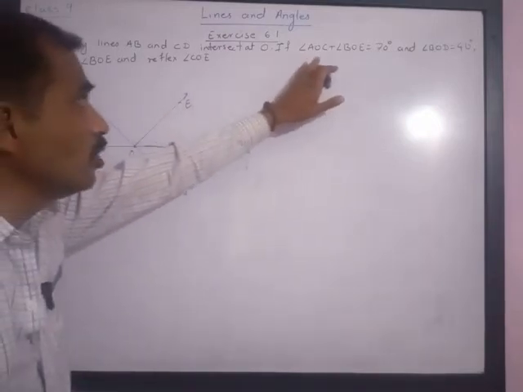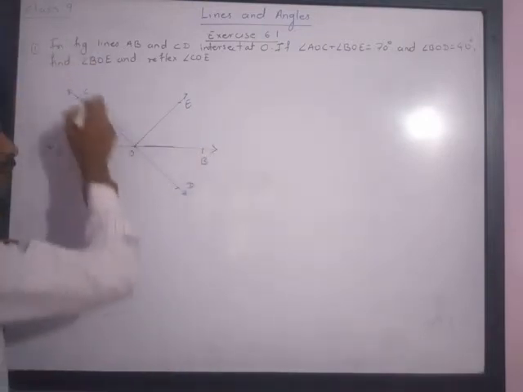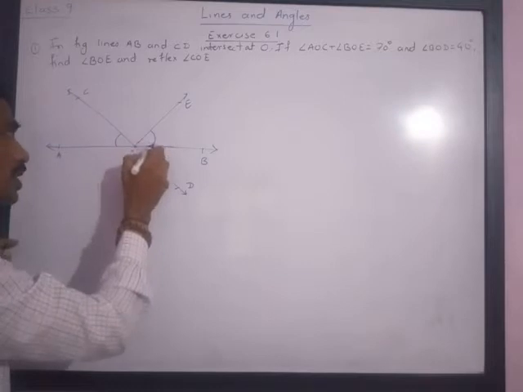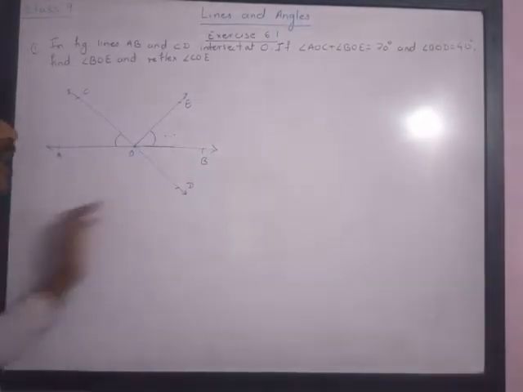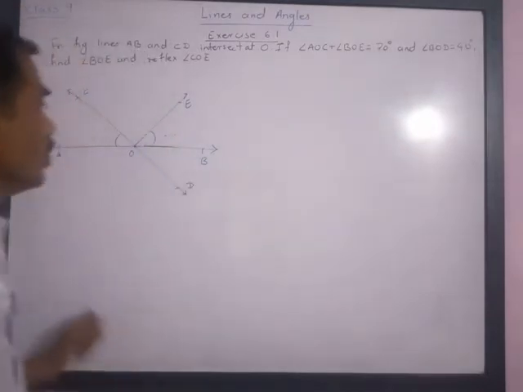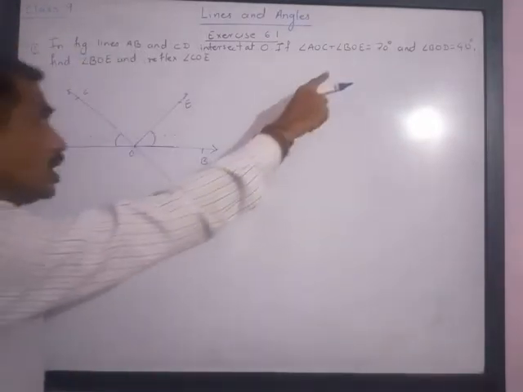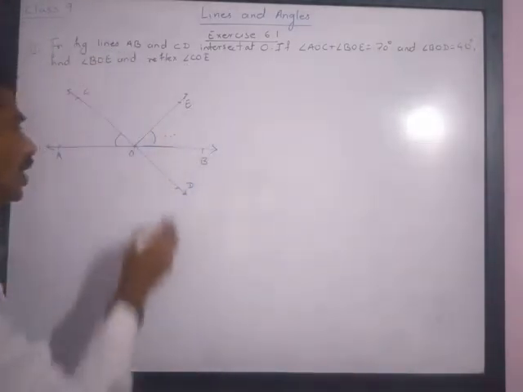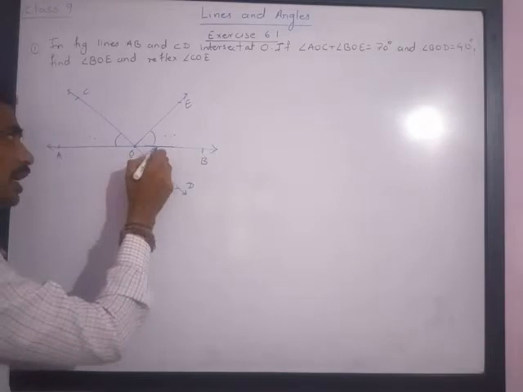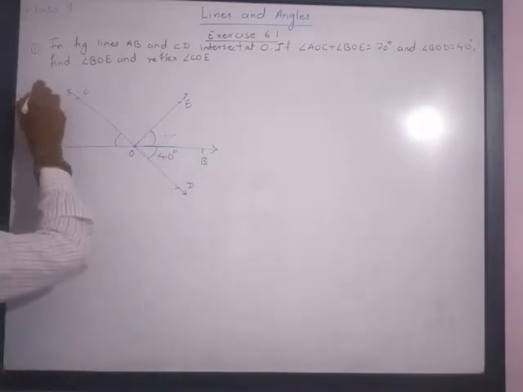If angle AOC plus angle BOE, means this angle plus this angle, the sum of the measures of these two angles is 70 degrees. This is what is given to us. Angle AOC plus angle BOE is equal to 70 degrees. Angle BOD is equal to 40 degrees. This is given to us. So write whatever is given to us.